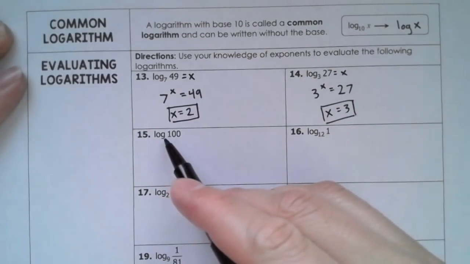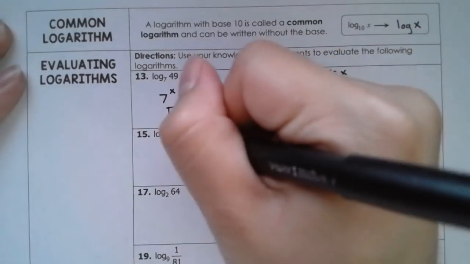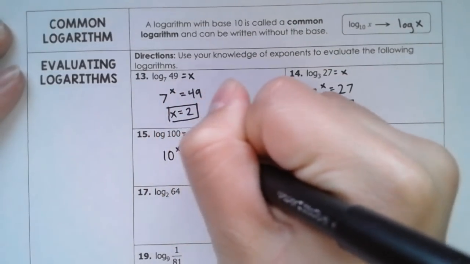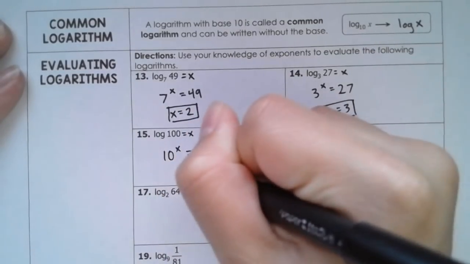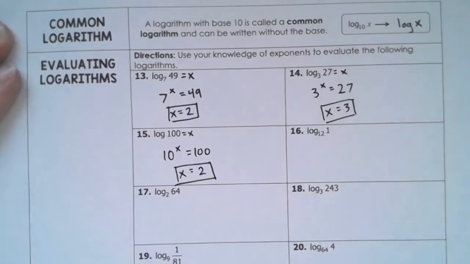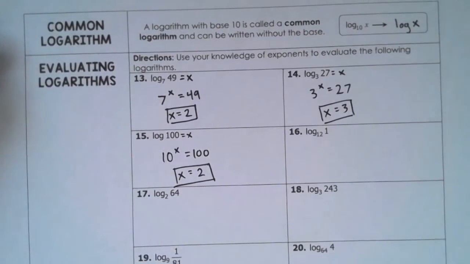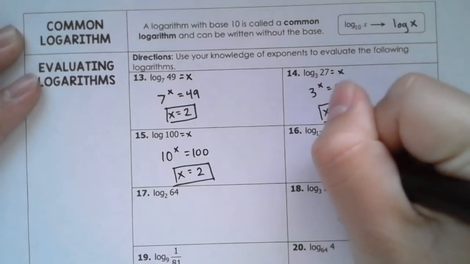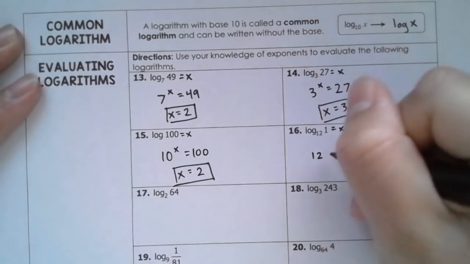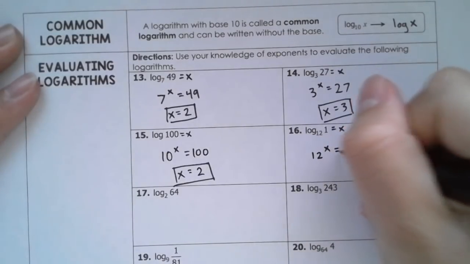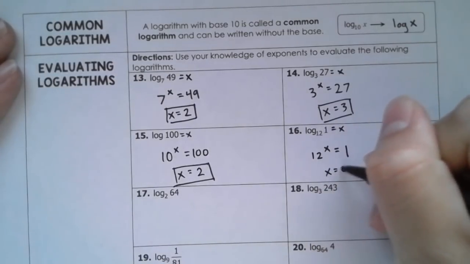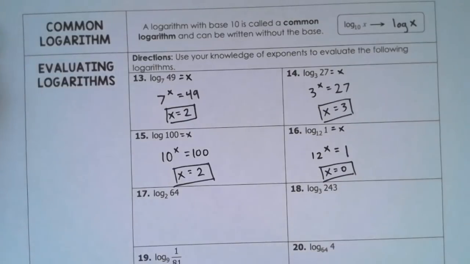Number 15, again, there's no base, so we assume it's 10. So then we get 10 to some exponent is equal to 100. X is equal to 2, because 10 squared gives me 100. Number 16, I get 12 to the x is equal to 1. What exponent gives me 1? As we know, anything to the 0 power is going to give me 1.